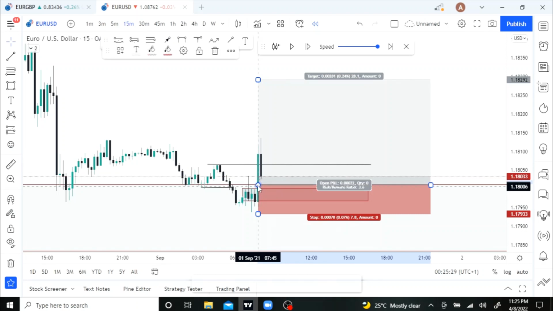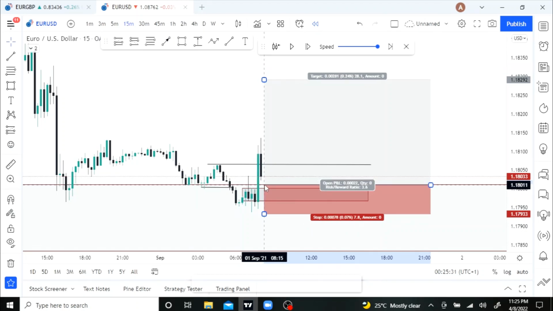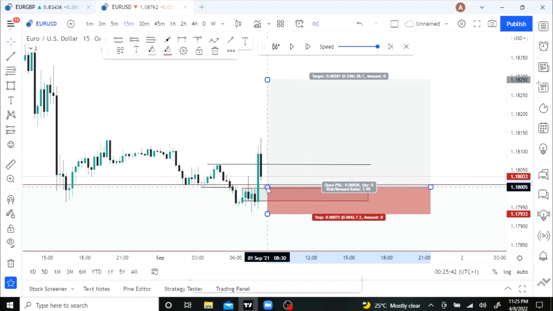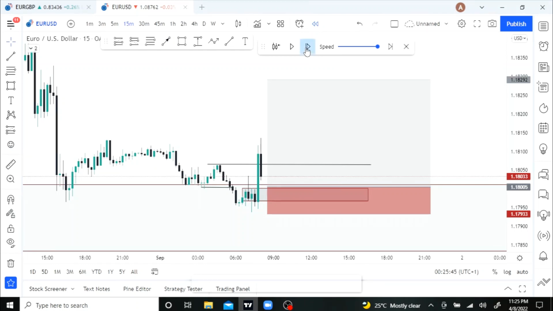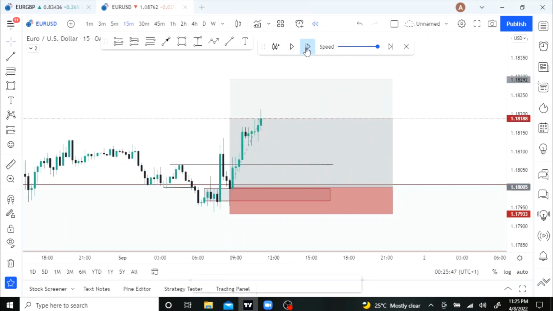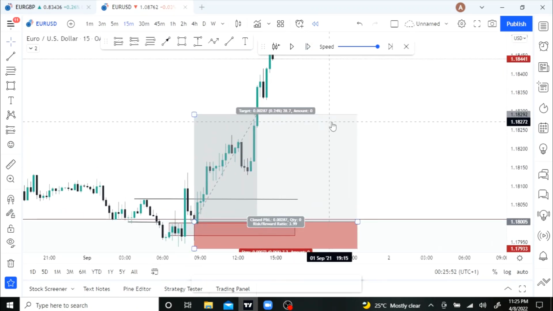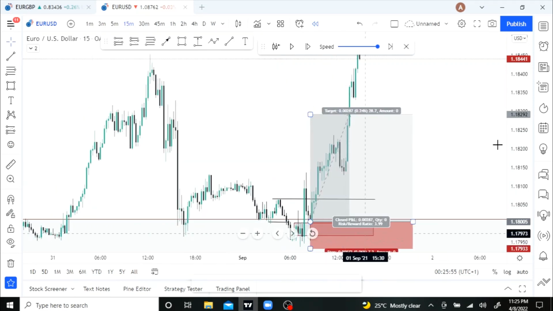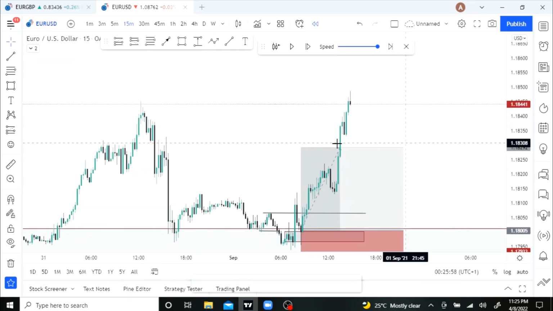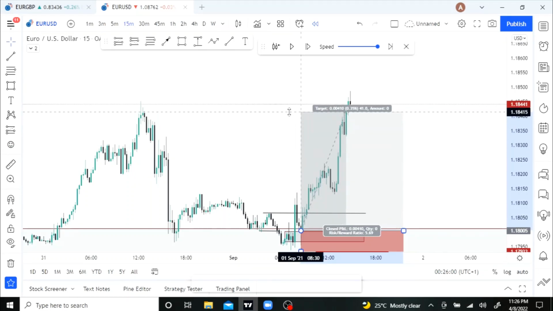Entry right above the zone. Let me put it well. It should be right here. So let's see if we get an entry, and then boom, we are in the trade. Boom, take profit for 1:4 reward. Beautiful trade, and you can see it is still running. You could have taken profit at this very high, and that would be 1:6 reward.